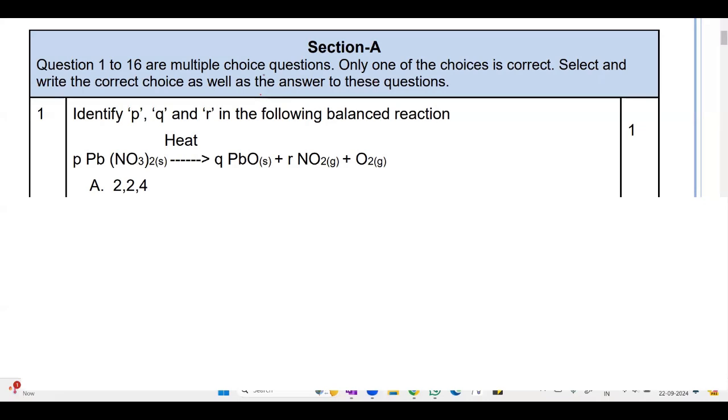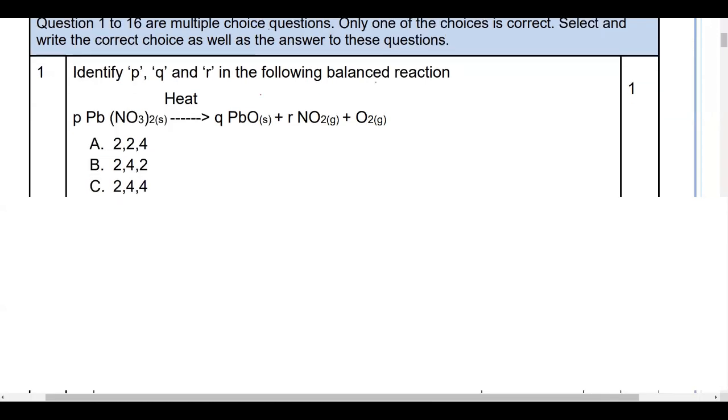We'll begin with the first section here. In the first section, as you can see, we have 16 questions. They are all multiple choice, and only one of the choices is correct. Now, let's begin with the first question.